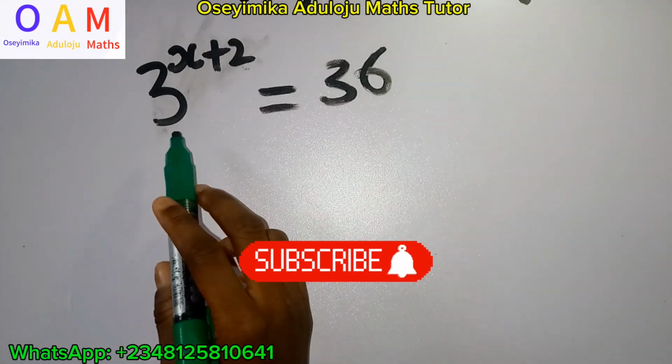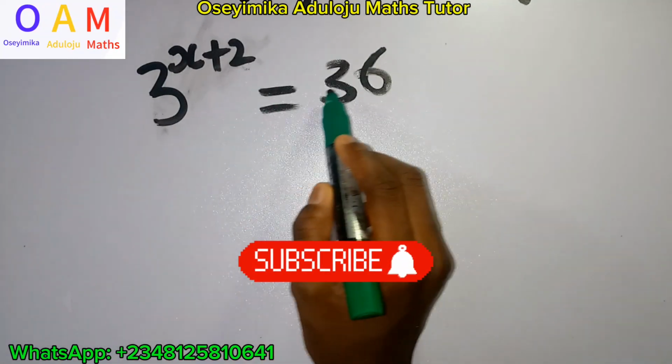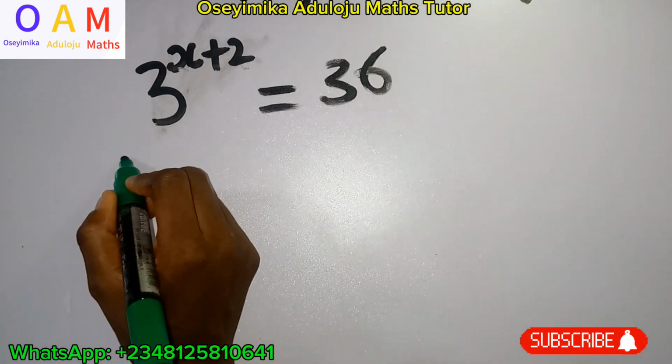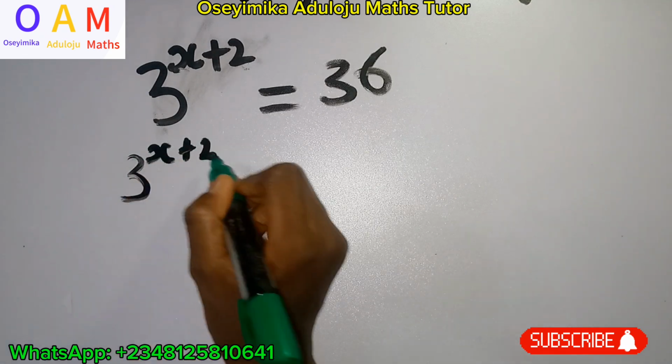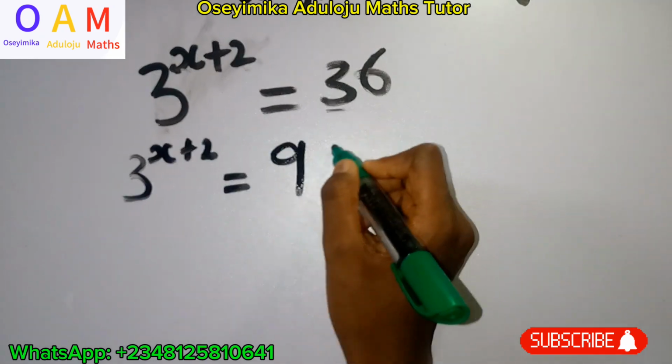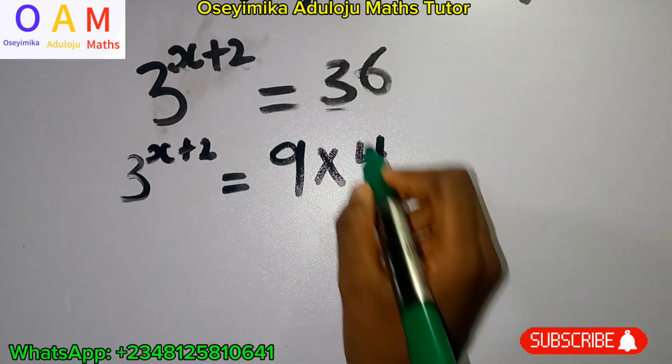We're given the exponential equation 3 raised to power x plus 2 equals 36. So we have to look for the value of x. The first thing we're going to do is split the 36 into 2 factors. We're going to be writing 9 multiplied by 4. So 9 multiplied by 4 gives us 36.